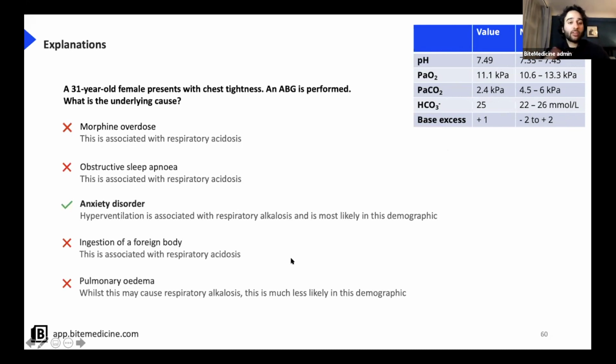So you're potentially having a panic attack, you're puffing off loads of CO2, and you get a respiratory alkalosis. Pulmonary edema can cause respiratory alkalosis, but given the demographic and the history, it is much less likely.